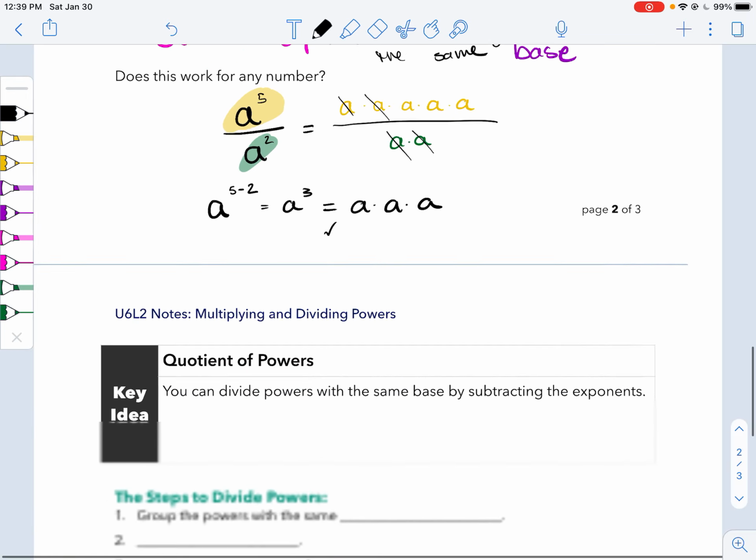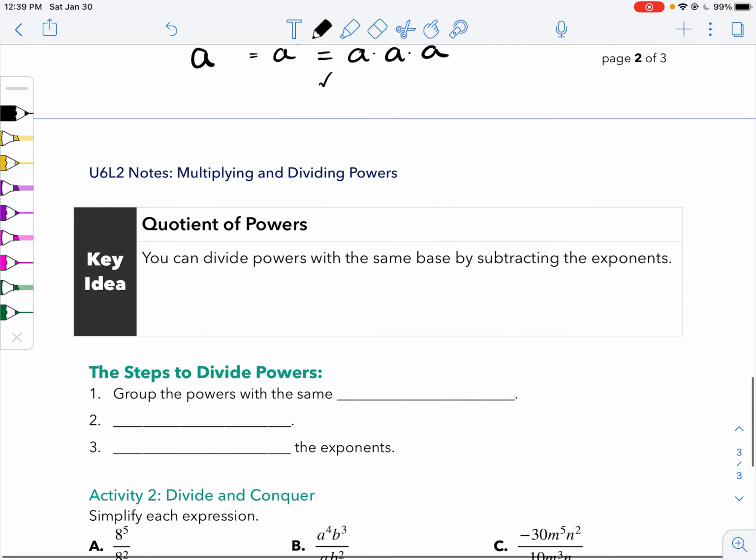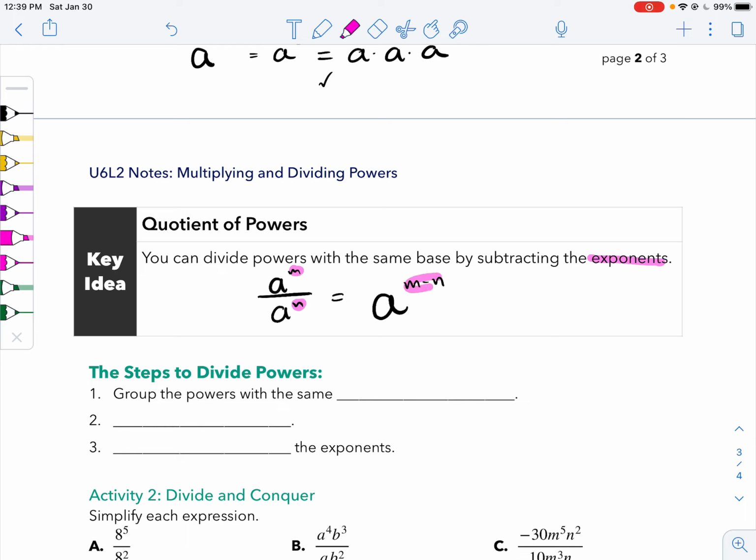Okay, so to put that in kind of shorthand, when you're dividing, if you have a to the mth power divided by a to the nth power, that's the same thing as a to the m minus nth power.